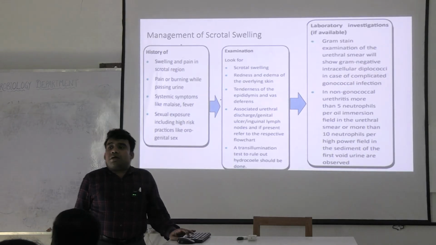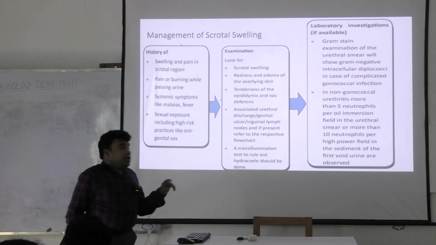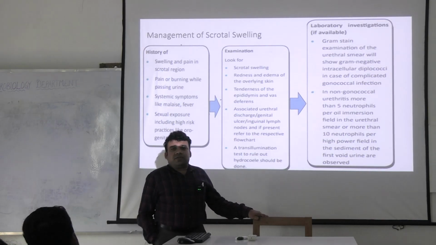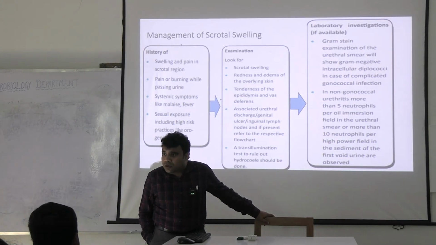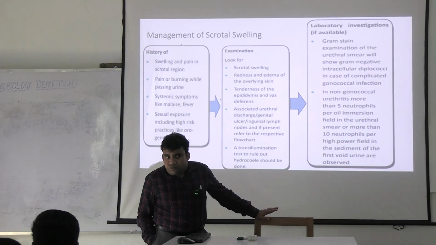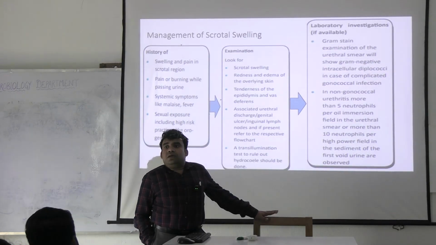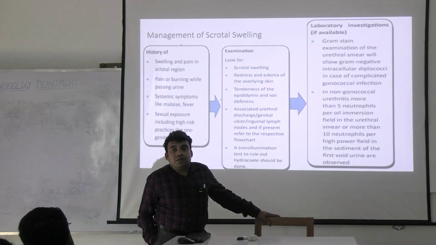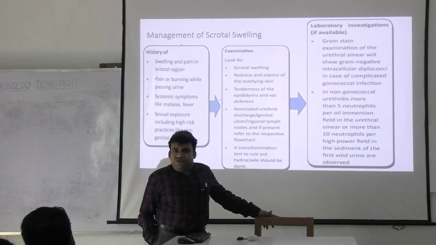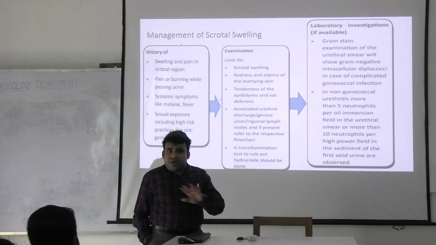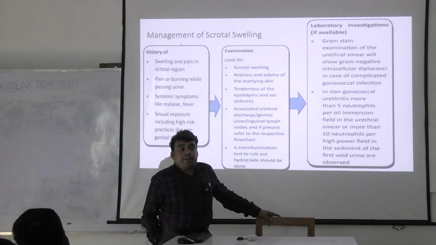Now, after you have taken the history, from the examination point of view these are very important. We have to look for whether there is scrotal swelling or not, whether there is testicular tenderness or not. Two very common findings that can be seen in scrotal swelling are hydrocele or lymphedema. We have to rule those out. Those are not related to sexually transmitted diseases.